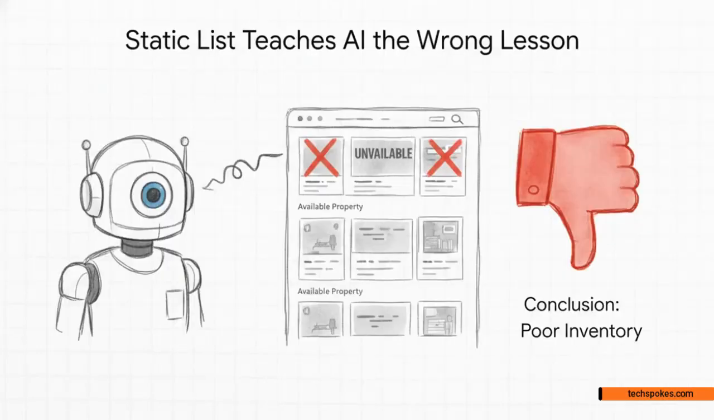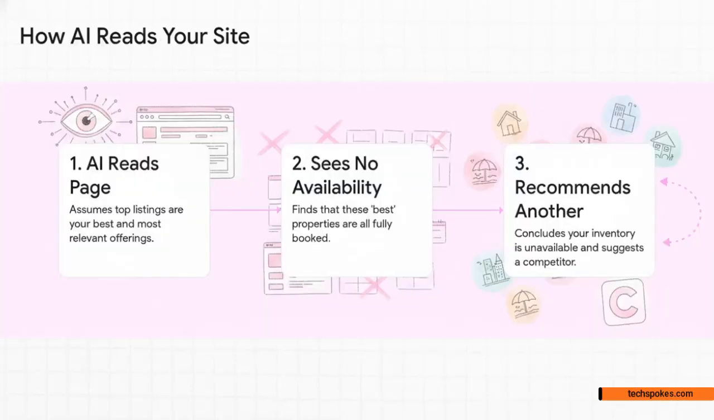And finally, the fourth cost. Your static, unchanging list is actively teaching search engines and this new wave of AI travel planners all the wrong things about your business. I mean, think about how an AI reads your site. First, it assumes logically that your top listings are your best and most relevant ones. Then it checks their availability and sees that they're all booked up. So what's the logical conclusion? It learns that you have nothing good to offer. You are literally training the future of travel search to send your best customers directly to your competitors.